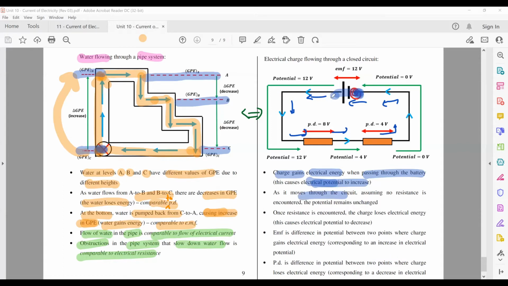Now, as it moves through the circuit, assuming that no resistance is encountered, note the potential remains unchanged. What we mean by that is, let's just say the charge was here, and then after that it moved past the battery, it already gained electrical energy. All right. So this charge here is at a certain potential. Now, provided that when it moves from here all the way to here there's no resistance, we'll say that the potential is constant.